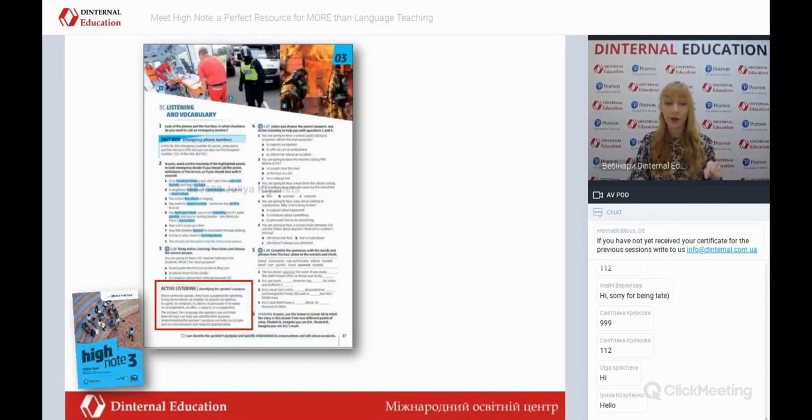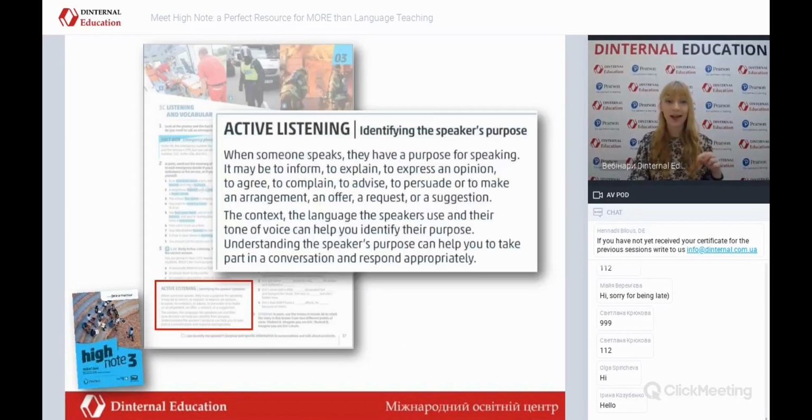Moreover, you can see again on the page there is a box called active listening. So these are the strategies that our students need to use to do a task like this. Here, it's identifying the speaker's purpose. So why are they calling the emergency services? Because that's the topic of the lesson. It's a question that can appear in the task very often. Why? What's happening? What's the purpose? What's the reason for this dialogue to be happening at all?